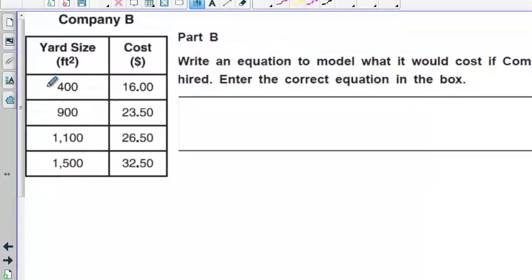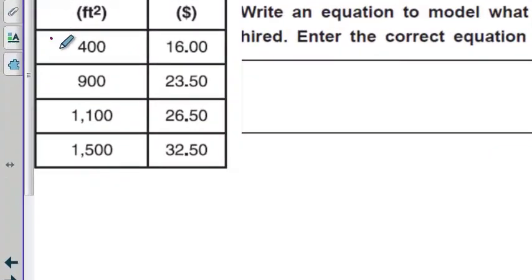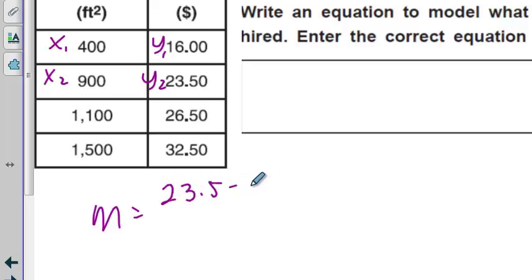x sub 1, x sub 2, x sub 1, y sub 1, x sub 2, y sub 2. It's not squared. If you say squared, you're likely to square it in the equation, and then that's going to ruin your answer. You're not squaring anything. It's just saying first one, second one. You said squared. Don't say squared. It doesn't mean the same thing. So m equals y sub 2 in this case is 2350 over.